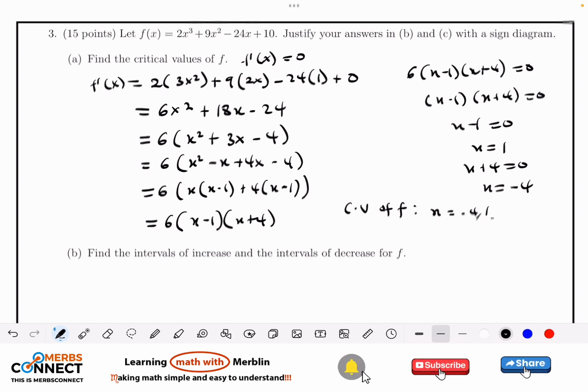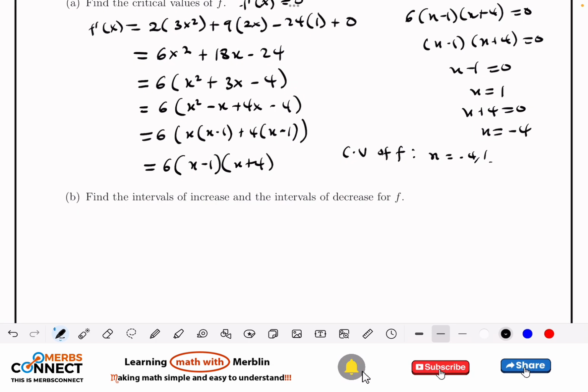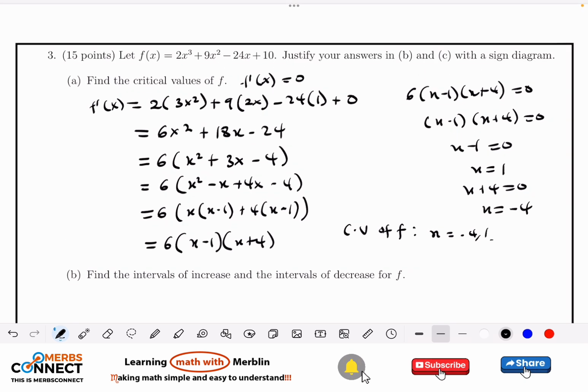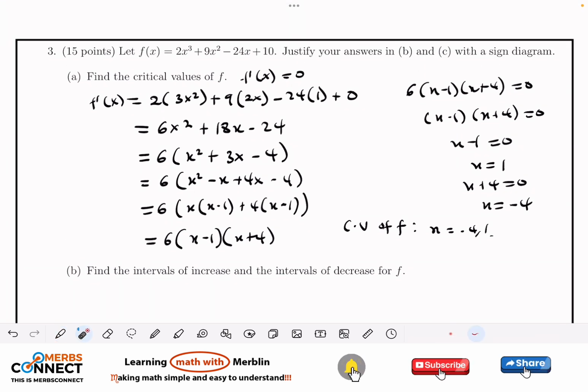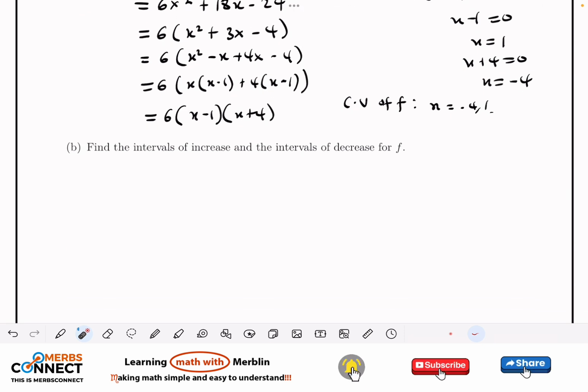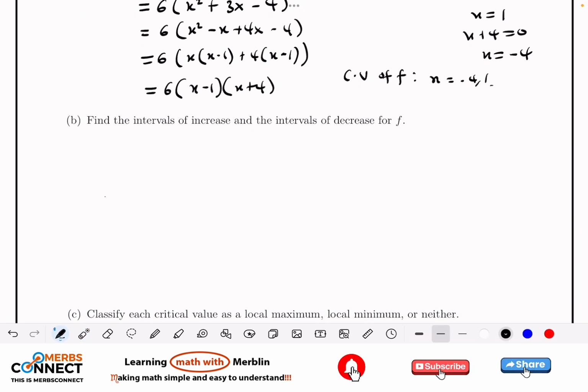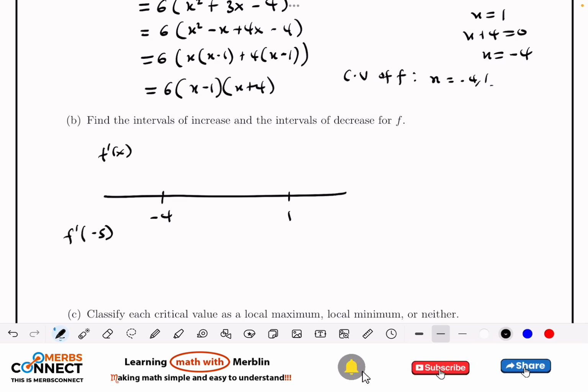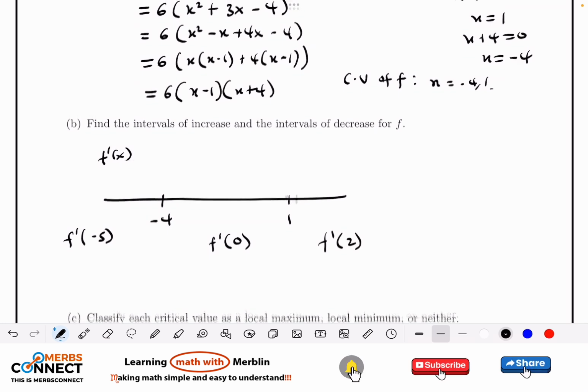These critical values are going to help us to solve B and also solve the C, right? So B, we want to find increasing and decreasing, but we need the sign diagram or the sign chart before we can do that. So let's put it on the sign chart and see. So I put my sign chart here, minus 4 and 1, right? Don't forget, with the sign chart, we use f prime of x. So we need to pick a value here, like -5, plug it inside the f prime. Pick any value here, like 0, and plug it in, and pick any value here, which is also 2, and plug it in.